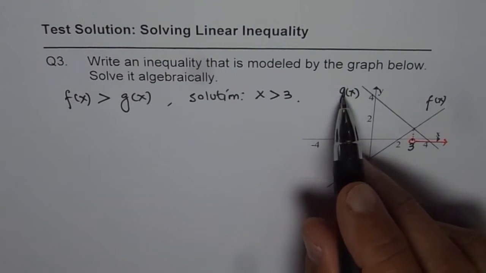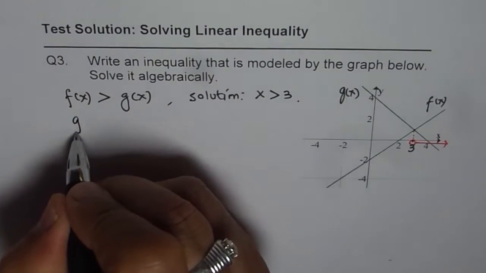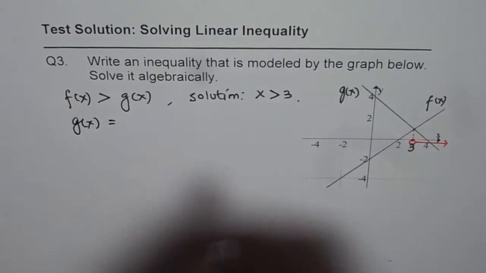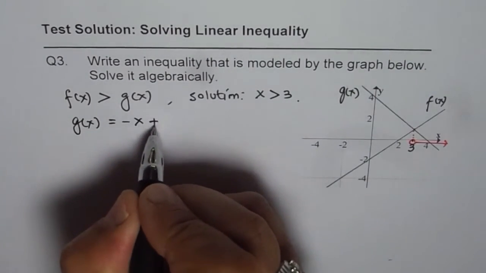So let's get the equation of g of x. So we get y-intercept of 4. So we can write g of x as equal to y-intercept of 4 and slope of minus 1. So we get minus x plus 4.